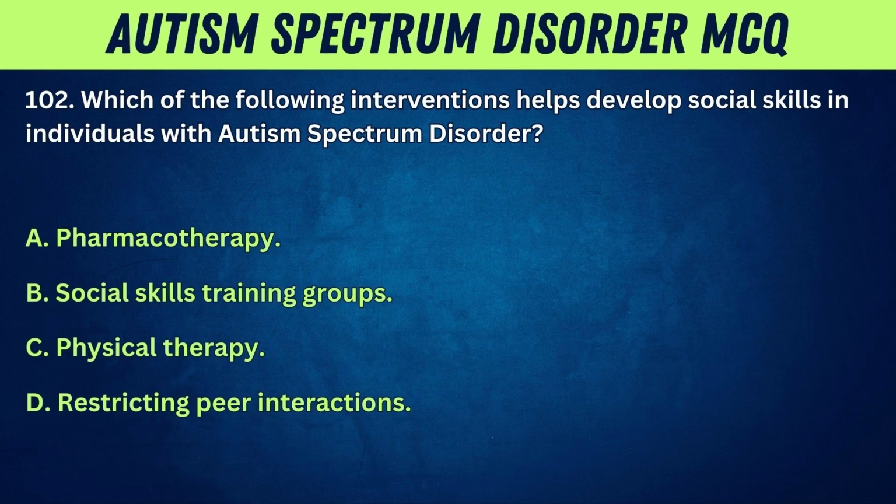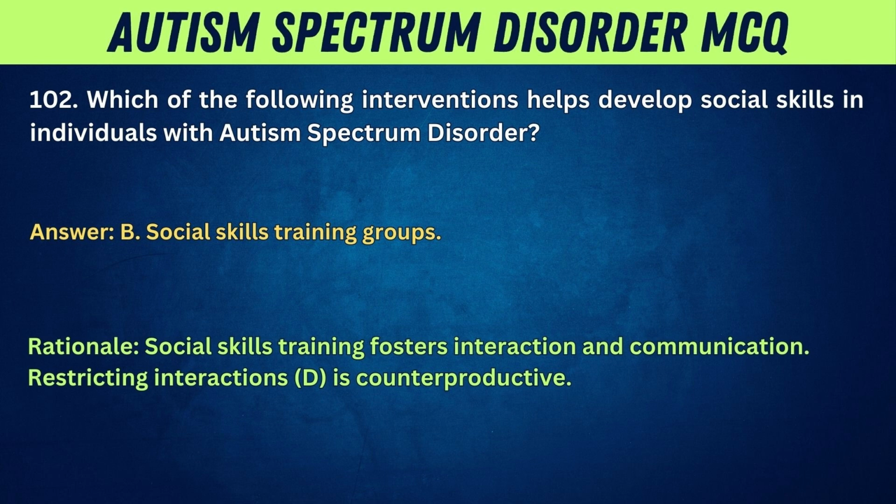102. Which of the following interventions helps develop social skills in individuals with autism spectrum disorder? A. Pharmacotherapy. B. Social skills training groups. C. Physical therapy. D. Restricting peer interactions. Answer: B. Social skills training groups. Rationale: social skills training fosters interaction and communication. Restricting interactions, D, is counterproductive.